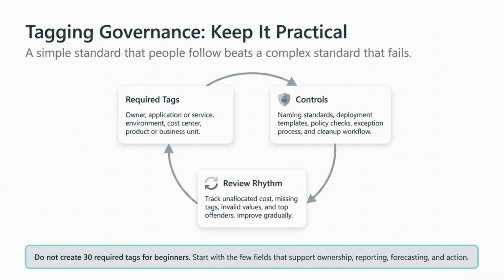For a beginner-friendly FinOps program, required tags often include owner, application or service, environment, cost center, and product or business unit. Your organization may use different names, but the purpose is the same: identify ownership and decision context. Controls may include naming standards, infrastructure as code templates, cloud policies, automated checks, exception processes, and cleanup workflows. But the key is not just having a tag policy. The key is measuring whether it works. Track unallocated cost, missing tags, invalid tag values, and areas where teams need support.